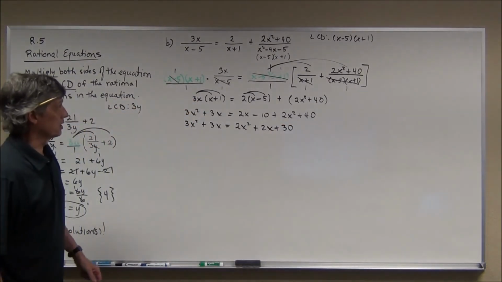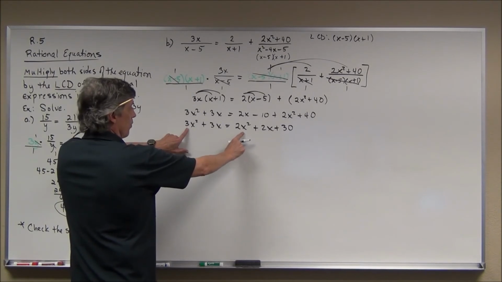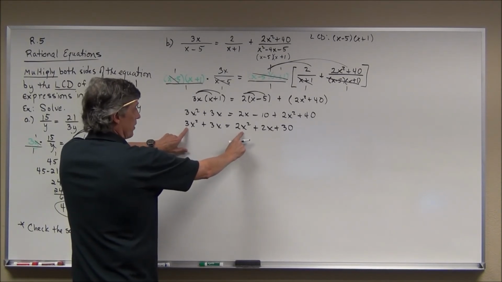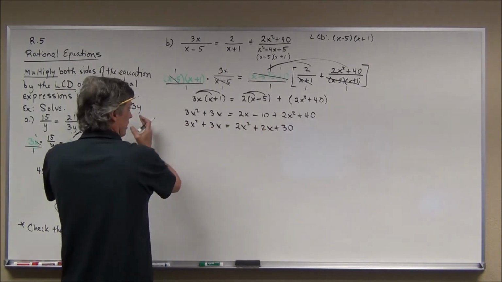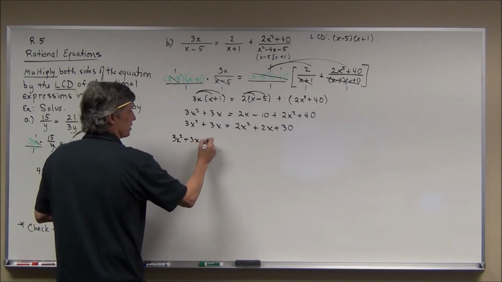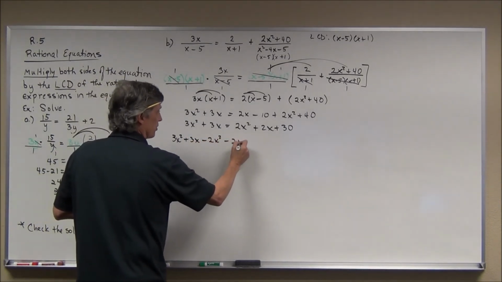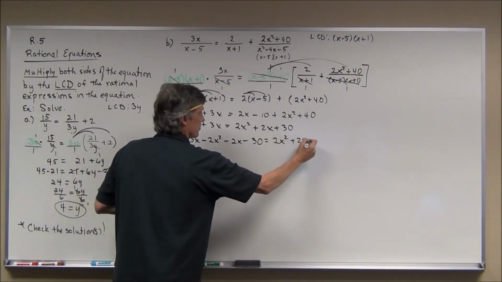Lots of stuff here. I have the x squared on both sides. Because I have more here than I have here, I'm going to subtract all 3 of these terms, get everything to the left side. So it's going to look a little awkward, but I'm going to subtract the 2x squared, I'm going to subtract the 2x, and I'm going to subtract the 30 from both sides.